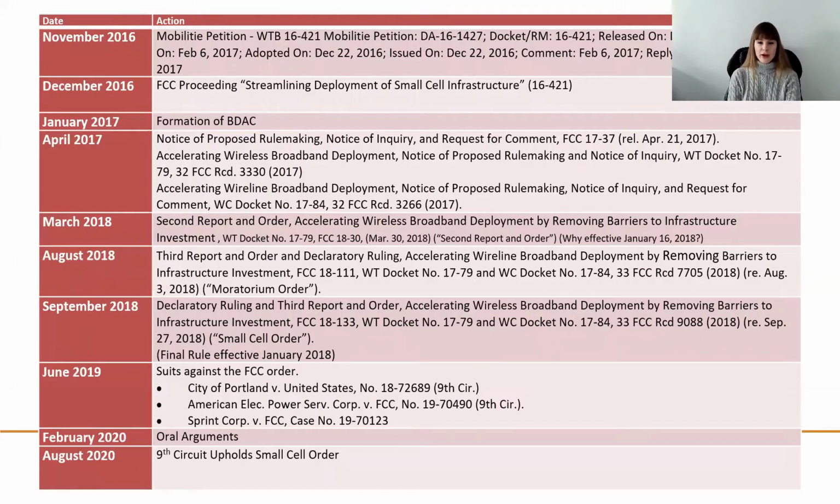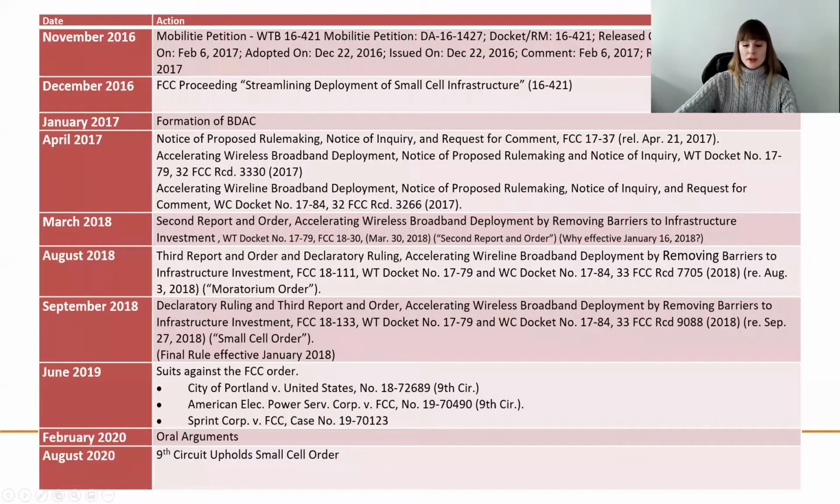As many of you practitioners in the field know, the FCC small cell order has been developing over the last few years. It started with a petition filed by Mobility in 2016, went through the formation of the BDAC, a number of proposed rulemakings, report on order, declaratory rulings, and finally a release of the order, which then was challenged in court in a number of court cases, which were then decided just a couple of months ago in August of 2020. The court's decision is generally seen as a big win for wireless carriers.